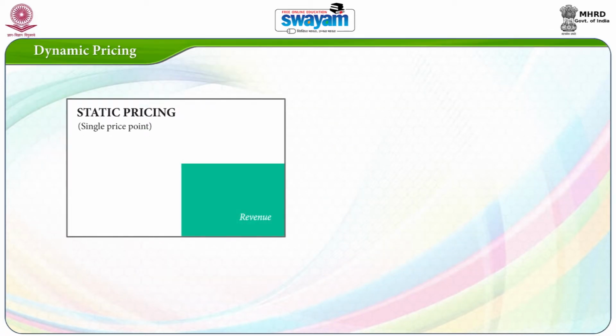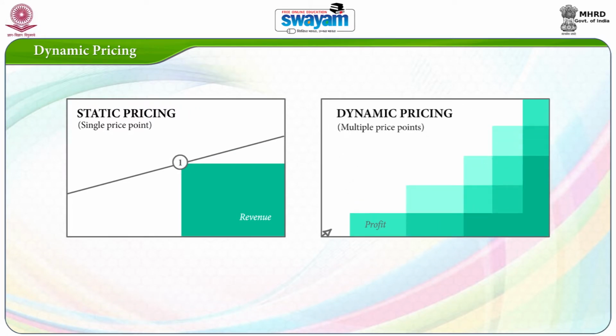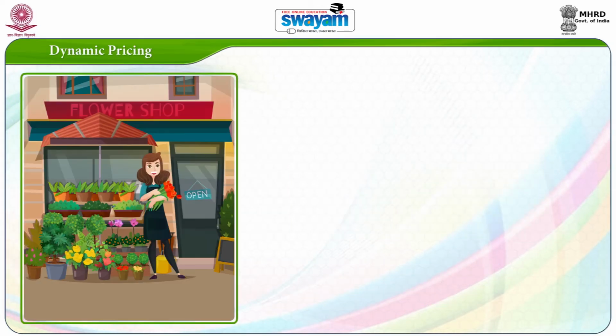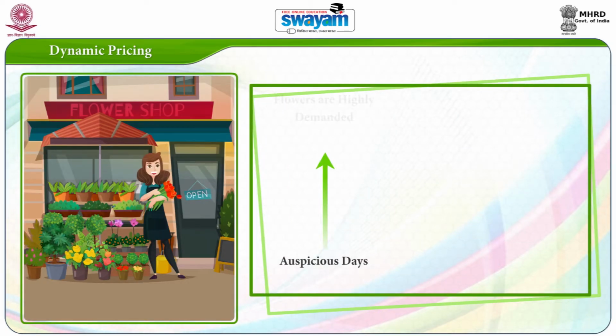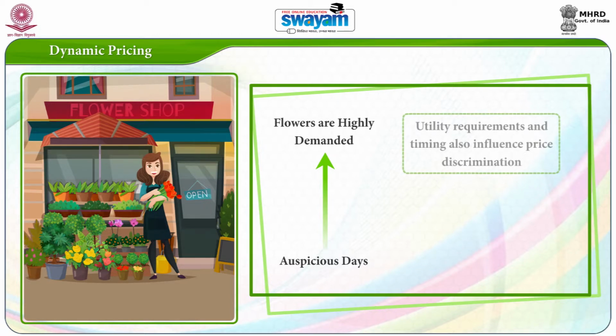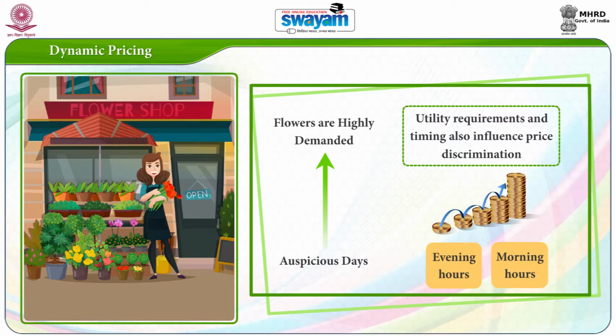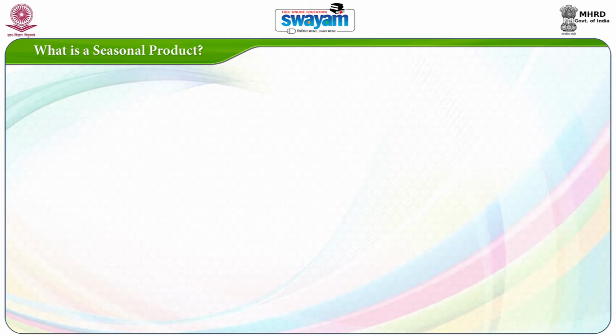Dynamic pricing. Dynamic pricing refers to variable pricing where the firm considers various factors. In perishable goods, the firm categorizes a good based on various factors and prices it accordingly instead of a single price. For example, a flower vendor may price differently considering the auspicious days, since flowers are highly demanded on those days. Further, utility requirements and timing also influence price discrimination, and the flowers are priced differently during evening hours and morning hours. With a note on pricing for perishable goods, let me move on to pricing for seasonal products.